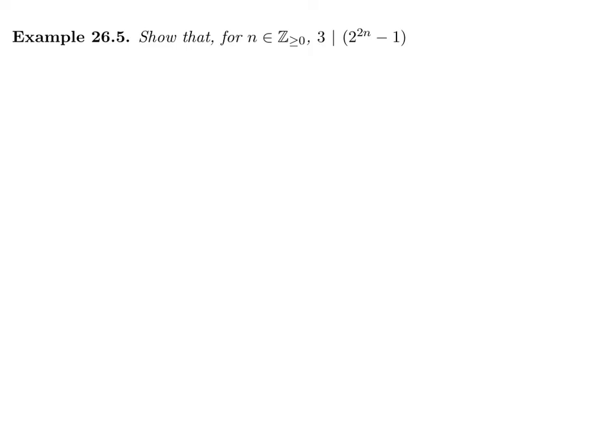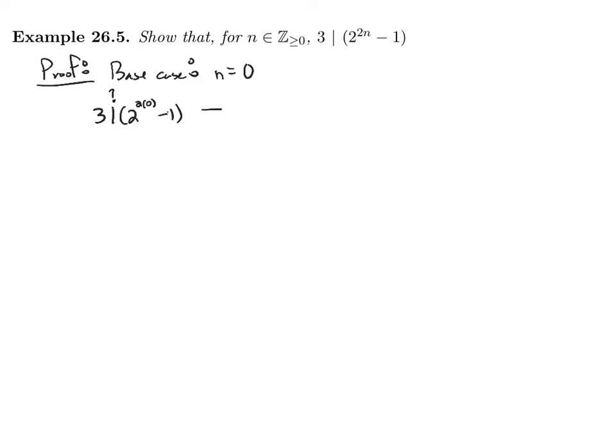Okay, now that we're back, let's have a look at this. So let's do our proof. Again, we're always going to start with our base case. That's when n equals 0. Okay, so is 3 a factor of 2 to the 2 times 0 minus 1?